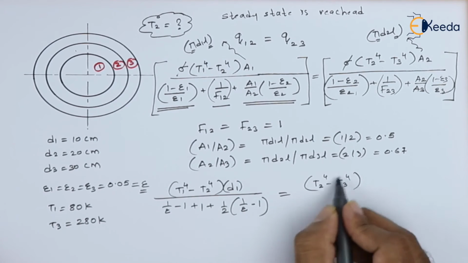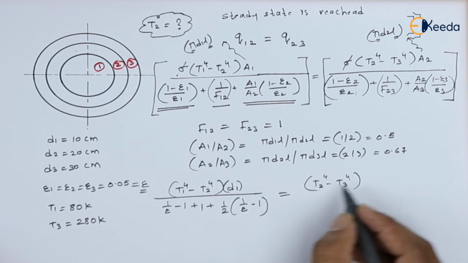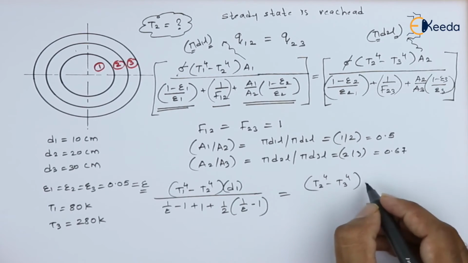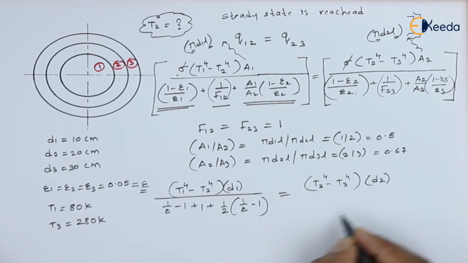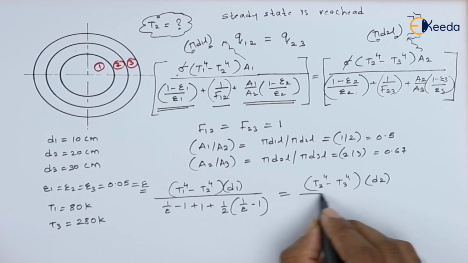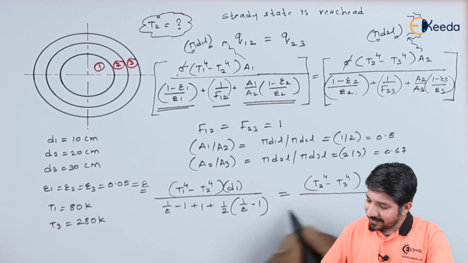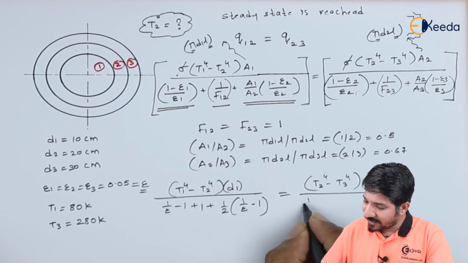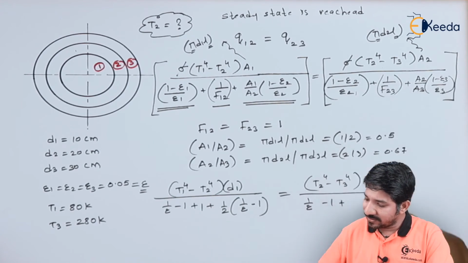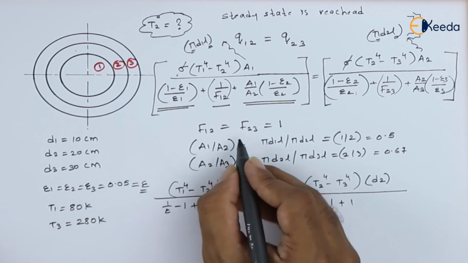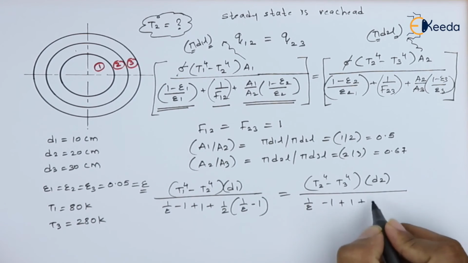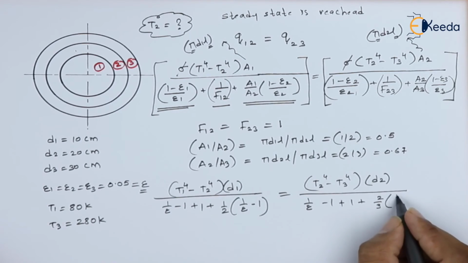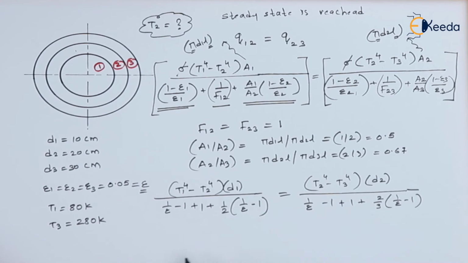Again here we know the value of t3. We are interested in finding the value of t2 itself into area 2. Here we have only got d2 in our hand. Now this is divided by, obviously this we can simplify as 1 upon sigma minus 1 plus this expression, which is 1 because f2 to 3 is also 1, plus a2 by a3. I can write this, instead of 0.67, as 2 by 3. Now in the bracket again the same expression.